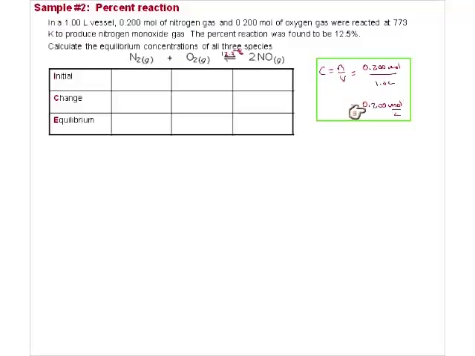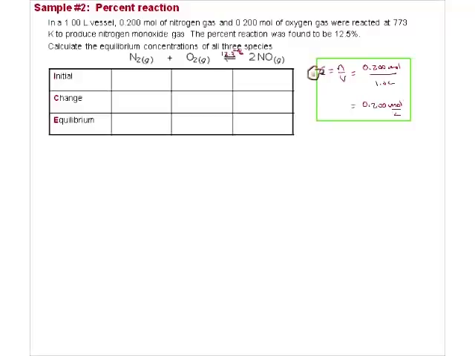So we can see that the concentration of nitrogen was 0.2. Coincidentally enough, they give us the exact same amount of oxygen. Sometimes they don't do that. Sometimes they'll give us different volumes and different moles, in which case you'd have to calculate the concentration for each.